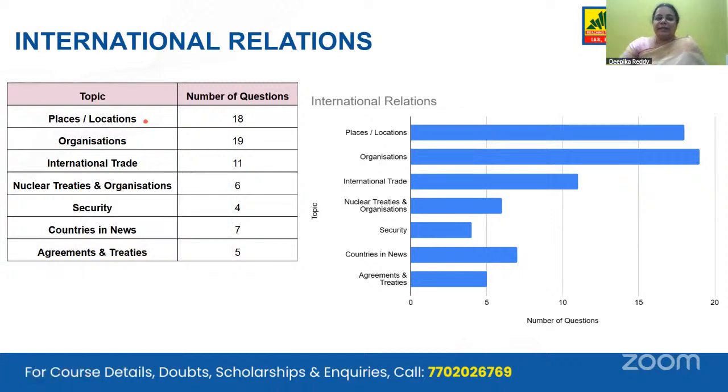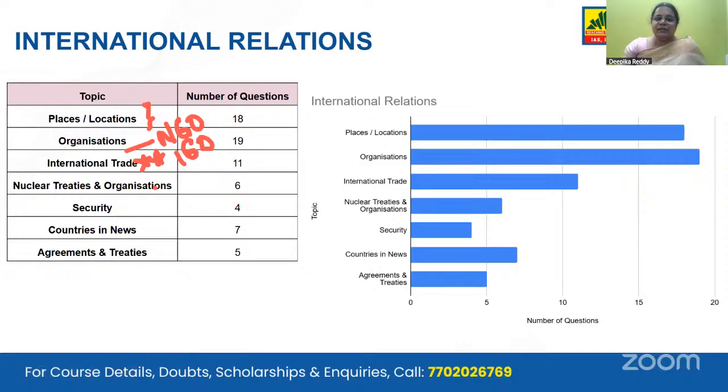So usually places and locations in news, this actually overlaps with geography. Organizations such as NGOs and IGOs are usually asked about. At least one question will be asked about the background of the organization, year of formation, where the headquarters is, what its purpose is, where its summits were held, what India's relationship with the IGO is, and so on. International trade is also usually asked, and it overlaps again with economy.